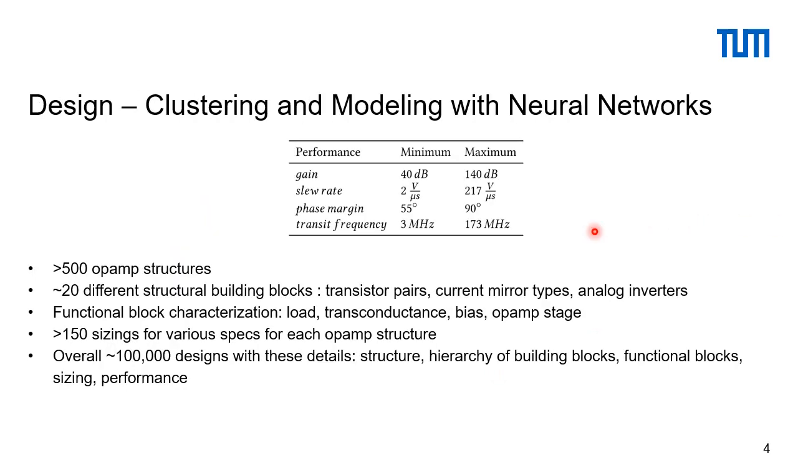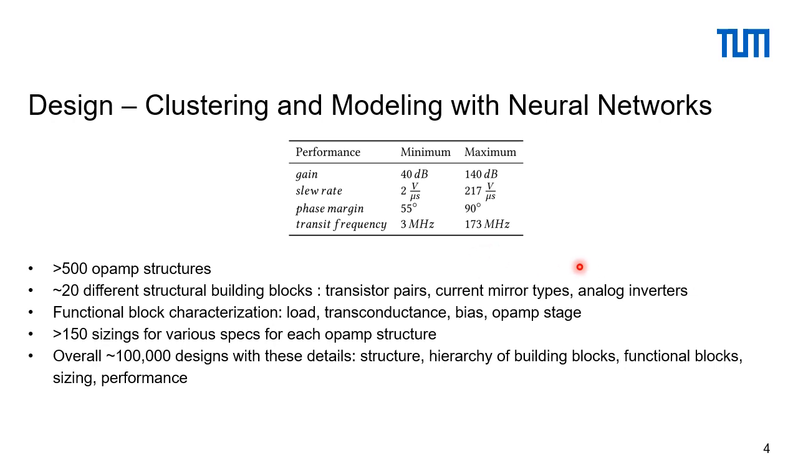So what we did is we took a software that, based on this functional block library, automatically created more than 500 different op-amp structures, and for each, more than 150 different sizings for each op-amp structure. So overall, we have something like 100,000 designs, different in sizing and different in structure. And they have been created to fill this performance space with these 4 performance features: gain, slew rate, phase margin, transit frequency, and fill the performance variable value space between the lower and the upper bound here.